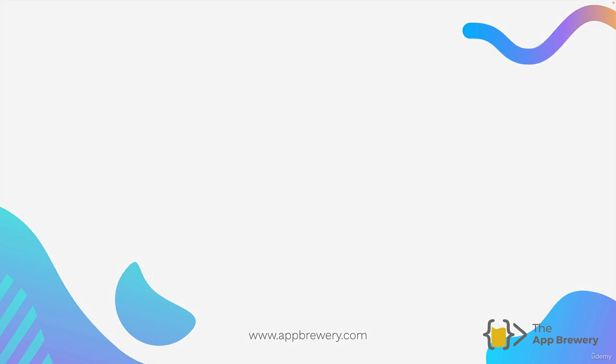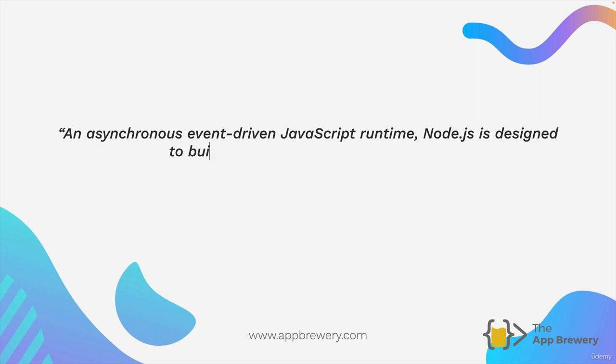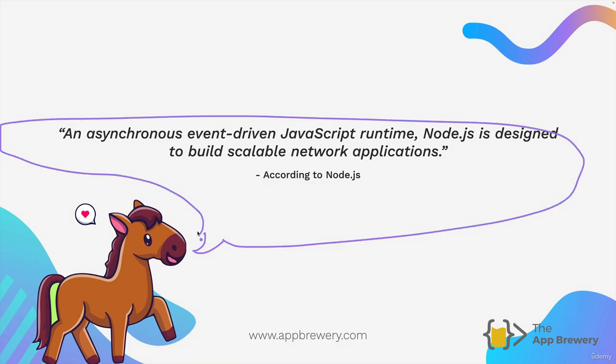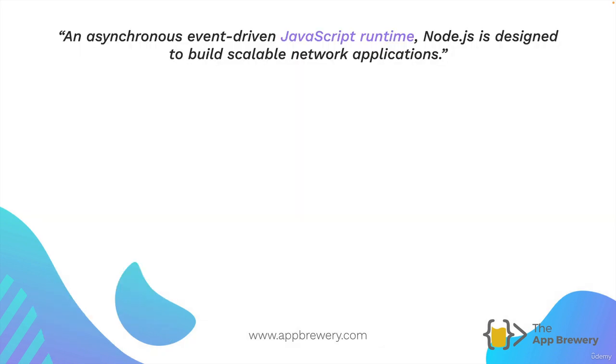But when we think about Node, it's actually not quite a framework. It's an asynchronous, event-driven JavaScript runtime. Node.js is designed to build scalable network applications, and this is according to Node.js themselves. So pretty much straight from the horse's mouth. So it can't get more accurate than that. Now, what does it mean? Let's break it down. It's a JavaScript runtime. Now, what is a runtime environment?